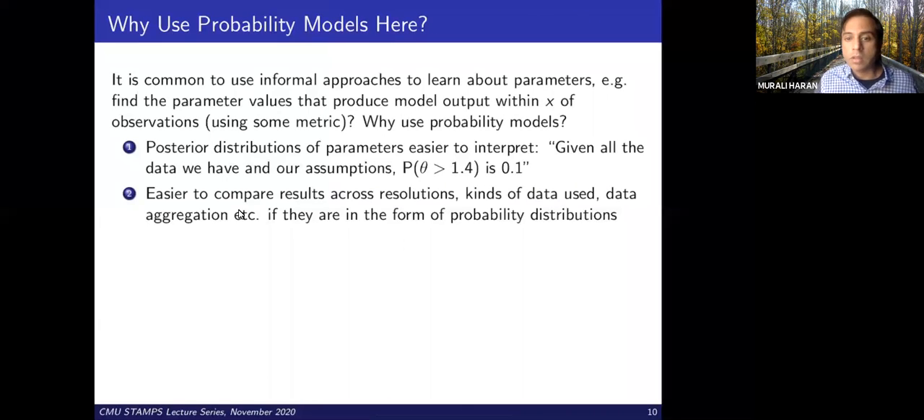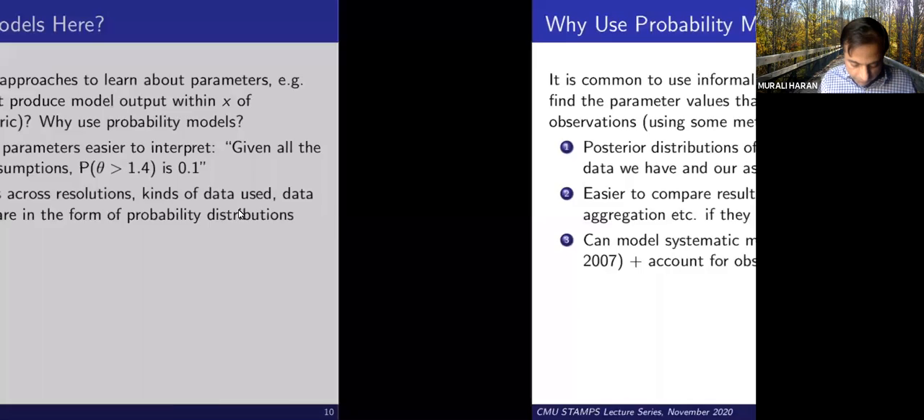That gives you some way of talking about things that ends up being very useful if you're going to compare the results across resolutions. So the number of decisions you have to make when you're working on a complicated problem like this is quite immense. So you have to decide the resolution of the model, the kinds of data that you use, the resolution at which you get the data, so whether you want to aggregate things. And you would like to be able to compare, if you do more than one approach, it's a lot cleaner to compare them if you can talk about things in the language of probability.